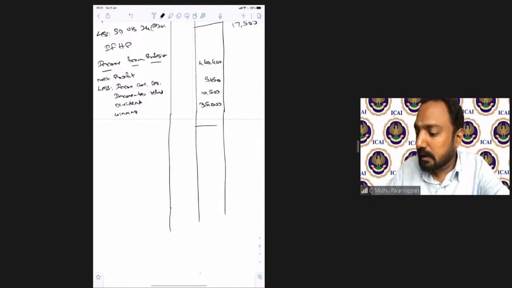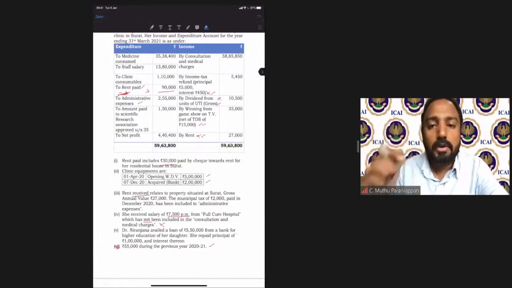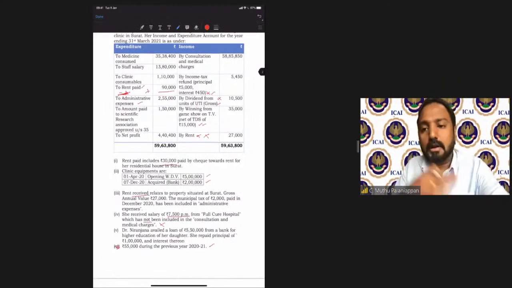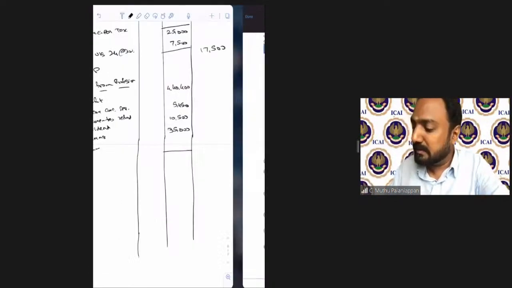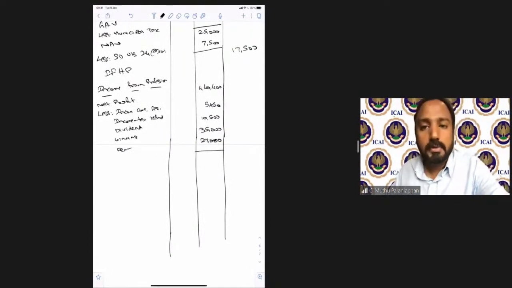So now my total is 444. Adjust these things. Oh, sorry. We have already considered rent under house property. We have already considered rent once. We have one more tick in rent, which is to ignore it from business income. So I'm going to ignore this 27,000 from this question. So these are the things that I'm going to ignore.